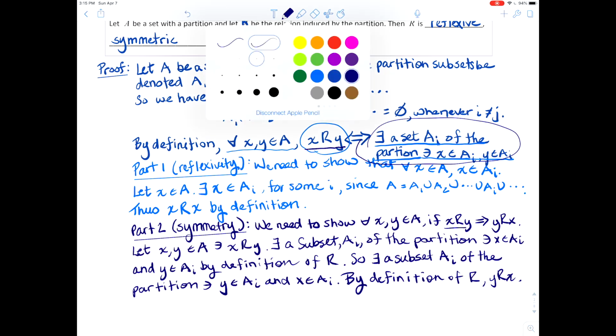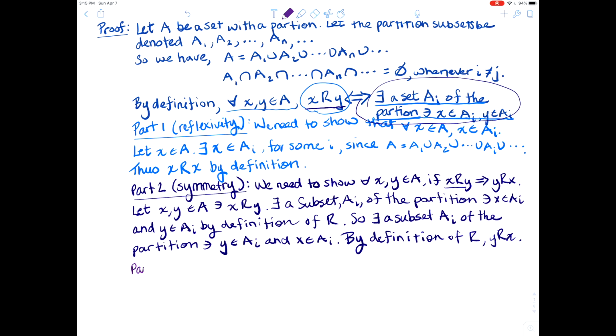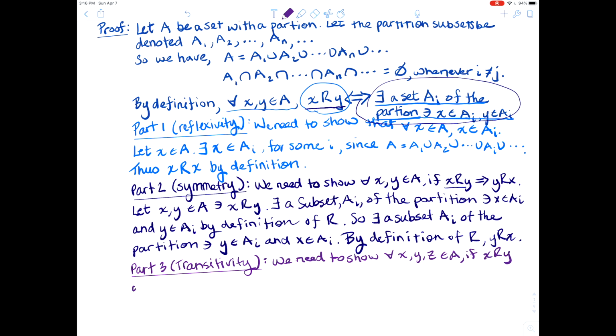All right, so now we are looking at transitivity. So if we do our transitivity as part 3, this time we're going to need 3 elements of A. So what we're going to need to show is for any x, y, and z that belong to A, if X R Y and Y R Z, then X R Z. That's the transitivity business. So let's do it.